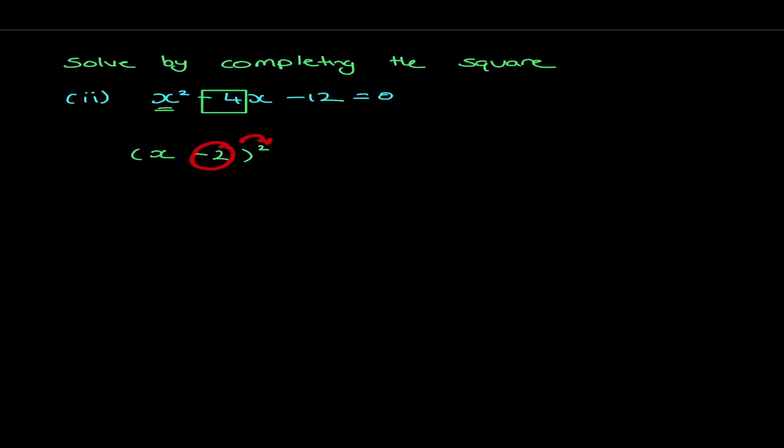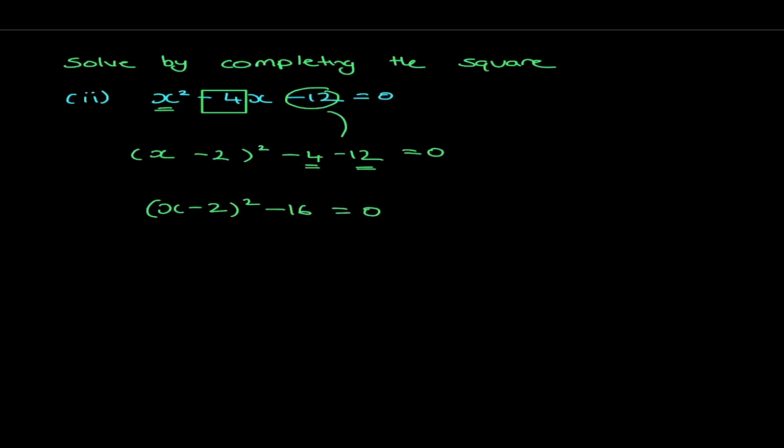So -2 times -2 is +4, and you subtract that away. And then you just bring that down as well. So you get -12. And remember, this equals 0. Okay, we're nearly there. This simplifies to just x minus 2 squared. -4 take 12 is -16. And this equals 0.